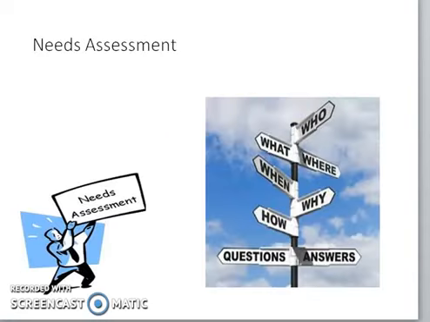And the second step in this training process is needs assessment. The needs assessment takes care of who has to be given the training, what kind of training, where the training has to be given, when the training has to be given, why the training has to be given, and how the training has to be given. Apart from it, any other question arising will be answered at this stage.